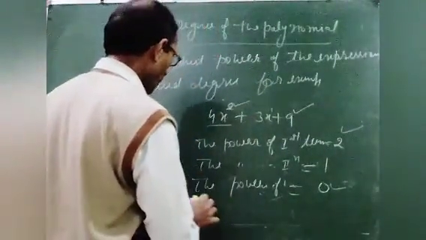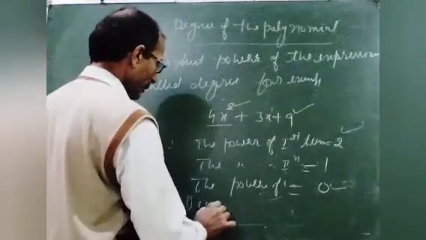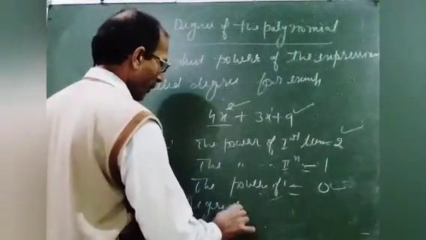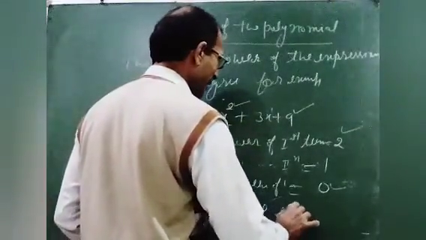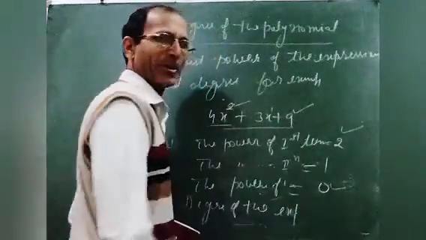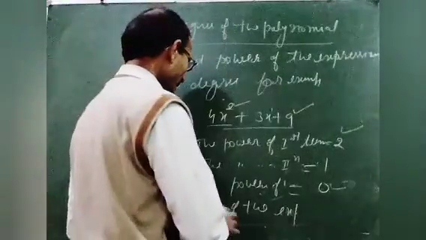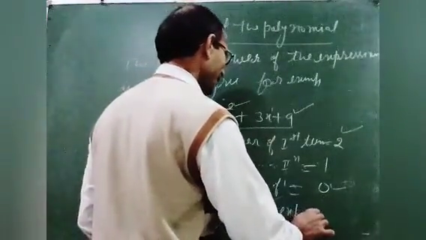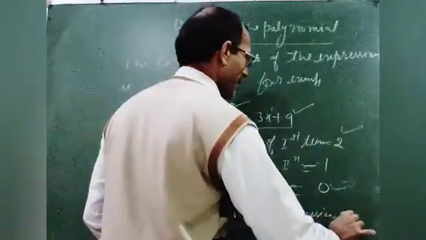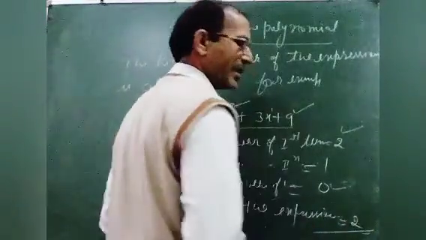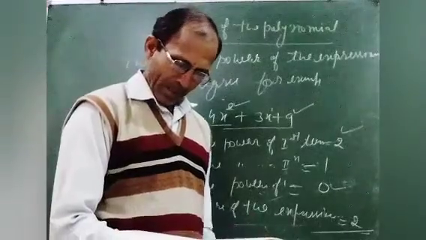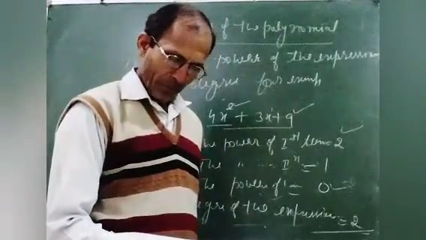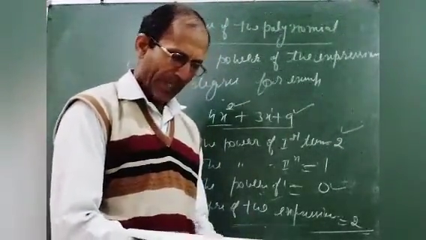So the degree of the polynomial, the degree of the expression, you can call it polynomial also, no problem. The degree of the expression is equal to 2. So this is the highest power, so this is the degree.